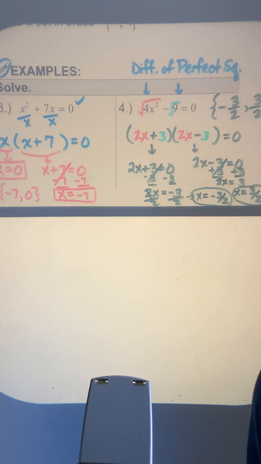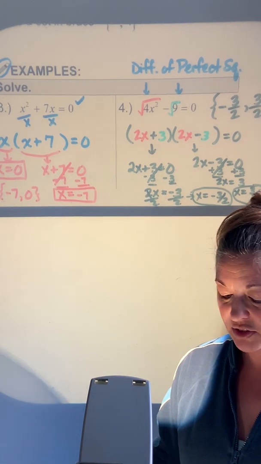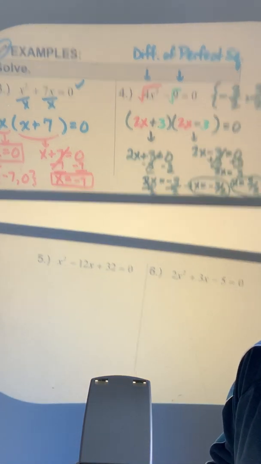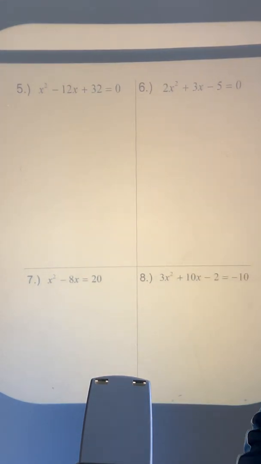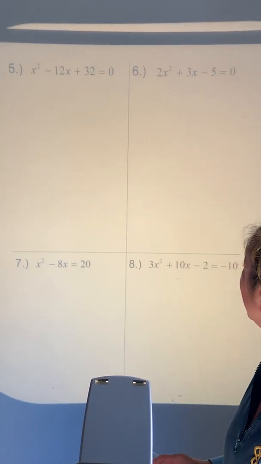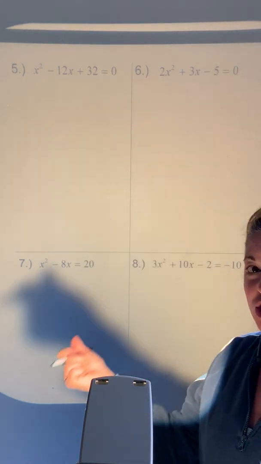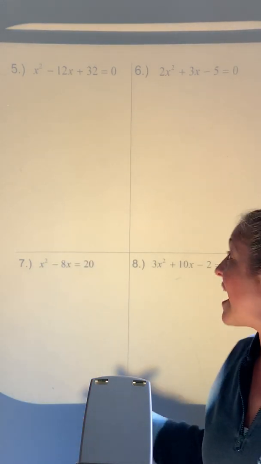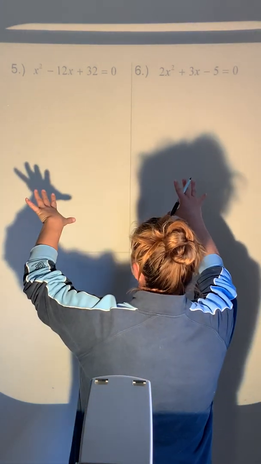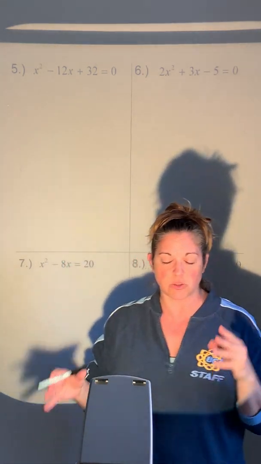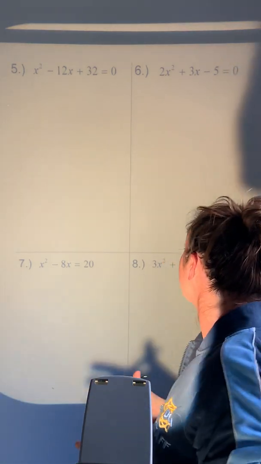All right, so this would be example number 5. All right, example number 5. Is it set equal to 0? Check. We just got to factor it. All right, notice that these, and actually the next one right next here too, have 3 terms. So that's where we talked about the X method.